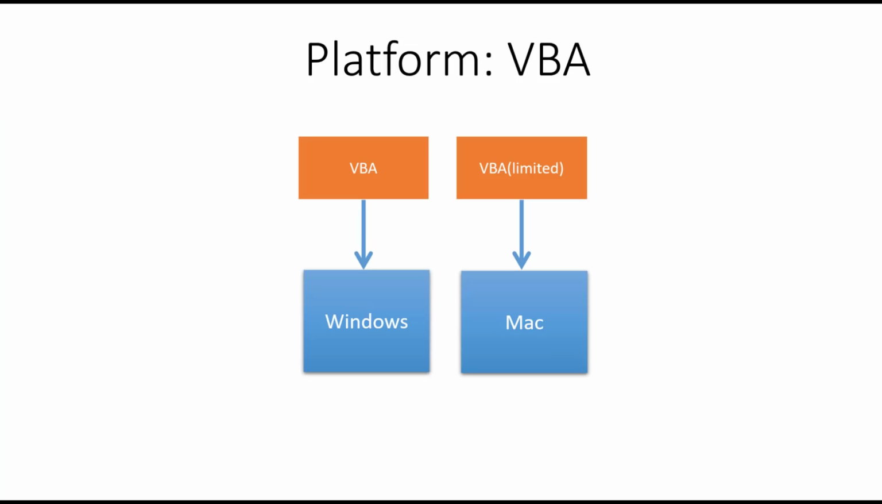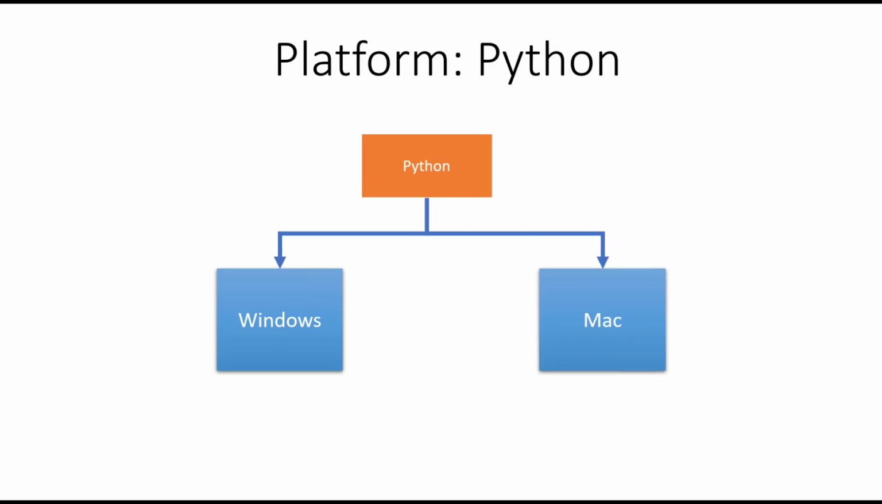So in terms of platform, VBA works with Windows. Now VBA also works with the Mac, but it's kind of limited in that you've no user forms, number one. And the second thing is that any libraries that work on Windows won't work on the Mac. With Python, we can write the same Python code and use the same libraries on Windows or on the Mac, and the code will compile and run on both of these platforms.